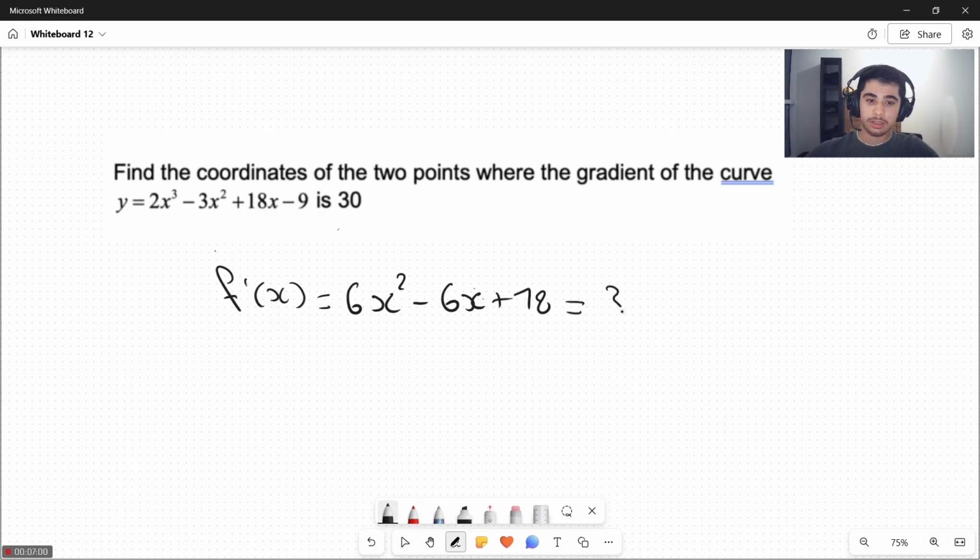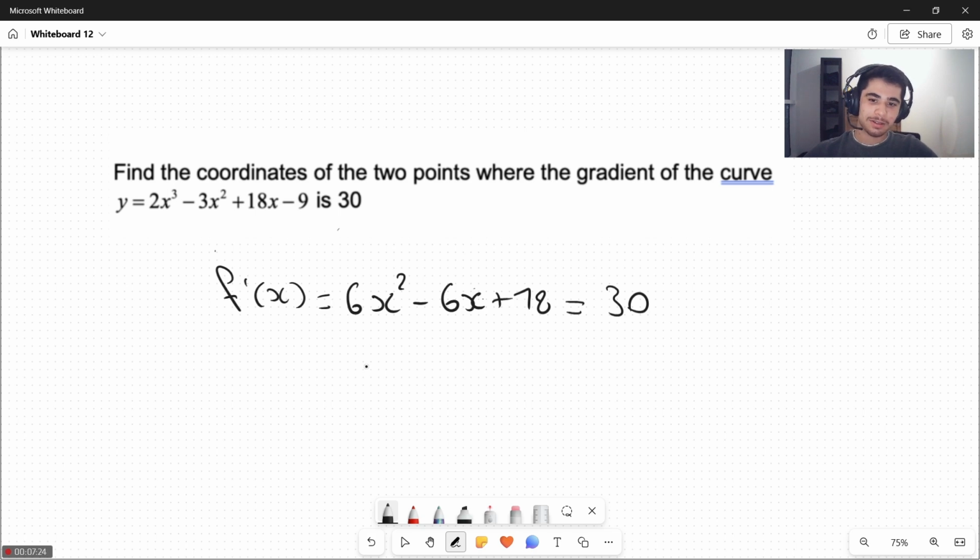Equals 30. Why does it equal 30? Well, because it says where the gradient of the curve is 30. It says it right there. When it says is 30, it means it's equal to 30. So we'll put 30 there.